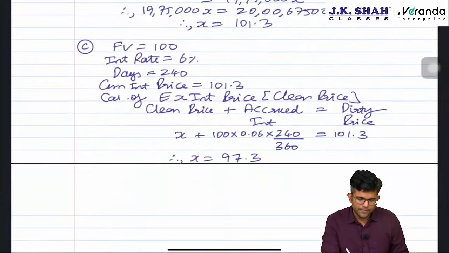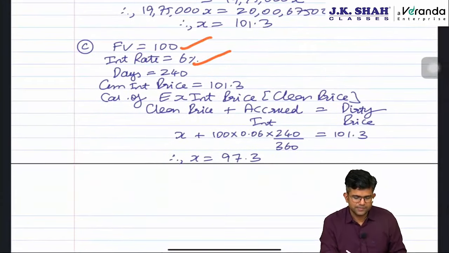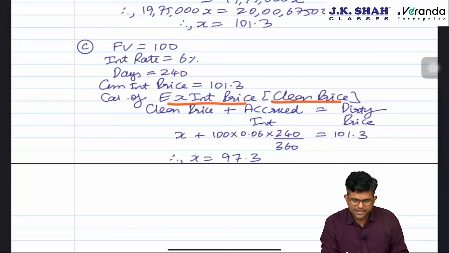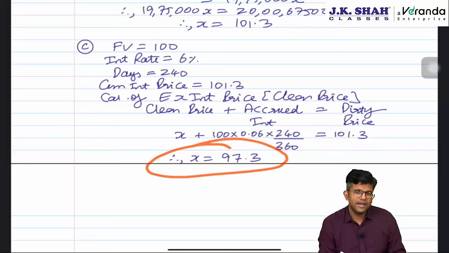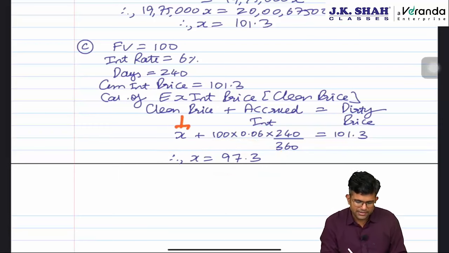So that's what I have done here. Face value 100, interest rate 6%, days 240, cum interest price 101.3. Do you realize ex interest price, that is clean price, plus accrued interest is dirty price. Dirty price we have 101.3. Accrued interest, can I say, will be on face value 100, 6% is the government bond interest, for 240 days. This is the accrued interest. If you calculate for X, you will find the clean price as rupees 97.3.